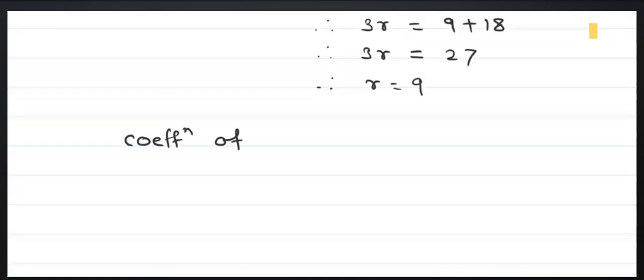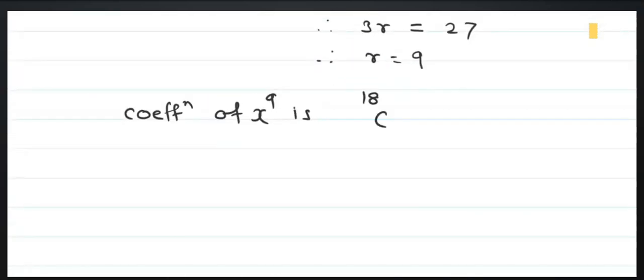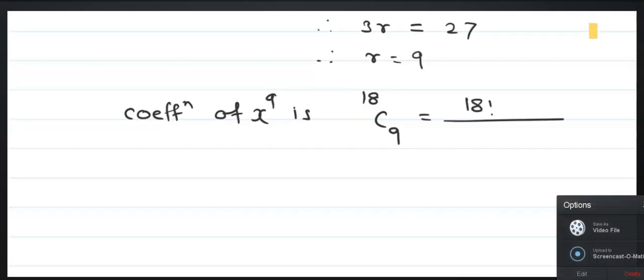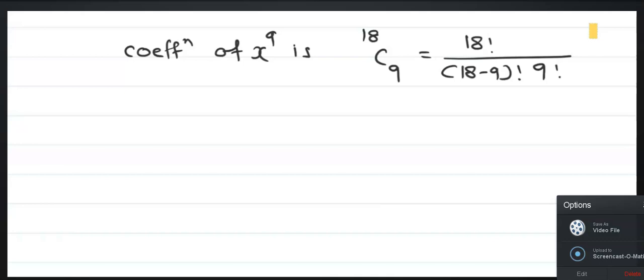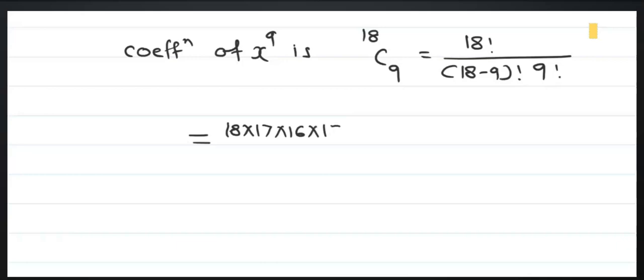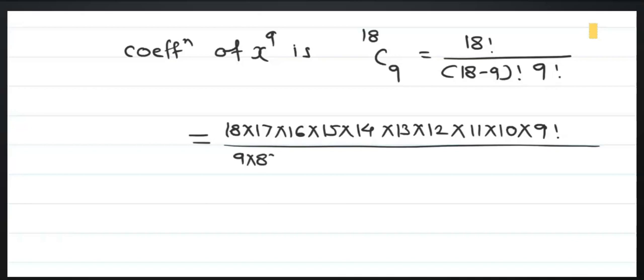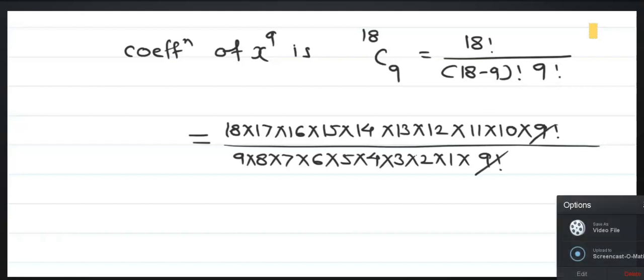Now, substitute the value in the above equation. Therefore, the coefficient of x raised to 9 is 18C9. That is 18 factorial upon (18 minus 9) factorial into 9 factorial. This is the value. 18 into up to the 9 factorial, whole divided by up to the 9 into 9 factorial. These two get cancelled. And now you have to perform the calculations on your own. You can also perform the calculation.